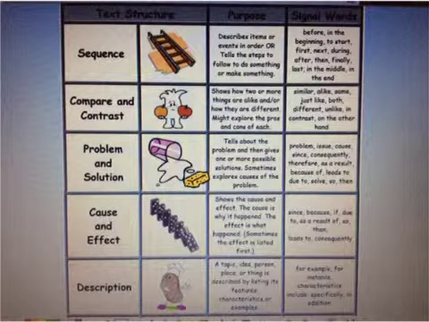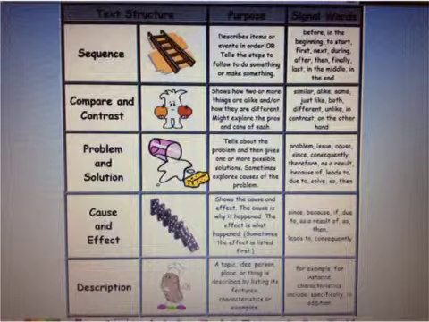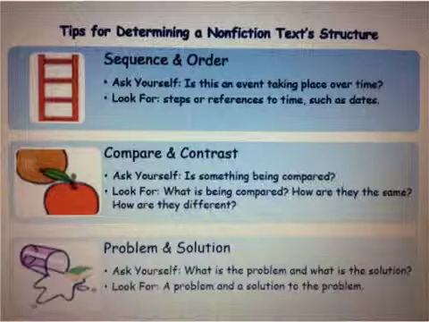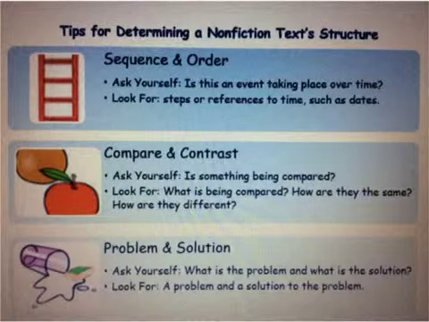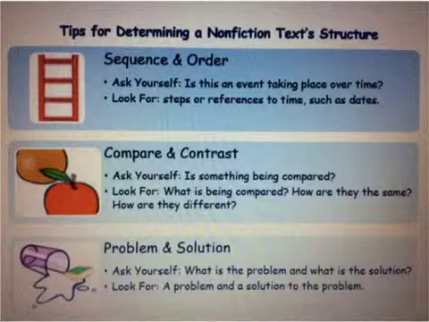This page is in your blue booklet, so it's very helpful to look for signal words while you're reading a nonfiction text, such as the ones listed on the side here. The next page in your blue booklet looks like this. There are tips for determining a nonfiction text structure. With sequence, you should ask yourself, is there an event taking place over time? There may be dates, references to time, or steps to follow.